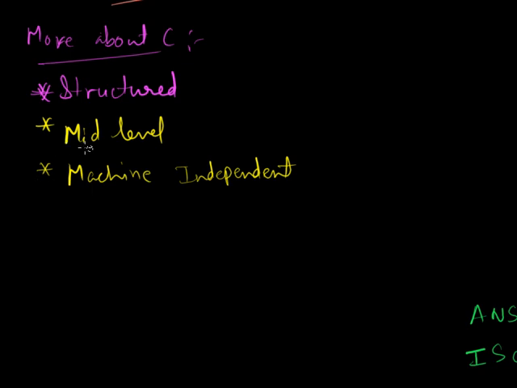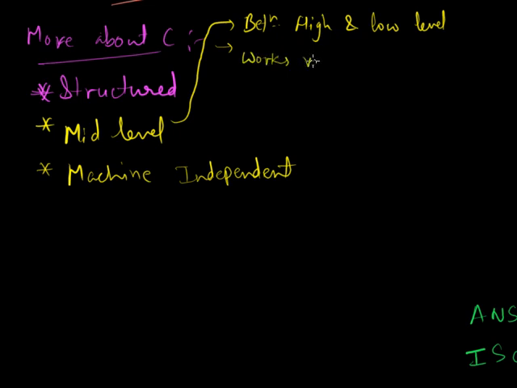First, let us know why C is a mid-level language. C is a mid-level language because it is between high level and low level. It has features of low level language as well as features of high level language too. Another reason C is mid-level is that it works very close to the hardware. C has operators which let you work with the hardware, which let you manipulate the bits and bytes that determine the functioning of hardware. And the third point is that it is as good as a high level language.